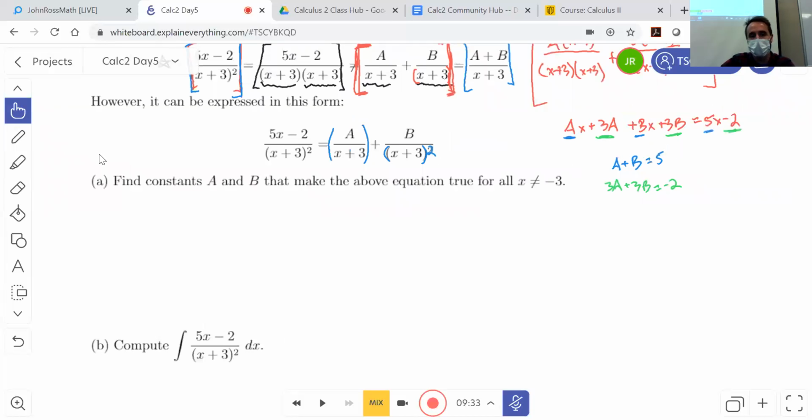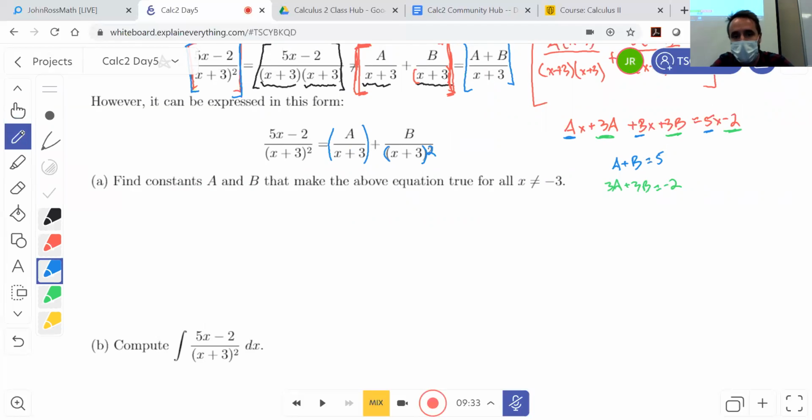So if we have a squared term in the denominator, we have to use this extra little trick. But the end result is as follows. Let's see what we can do as far as finding our constants a and b. We have already a over x plus 3 plus b over x plus 3 squared.